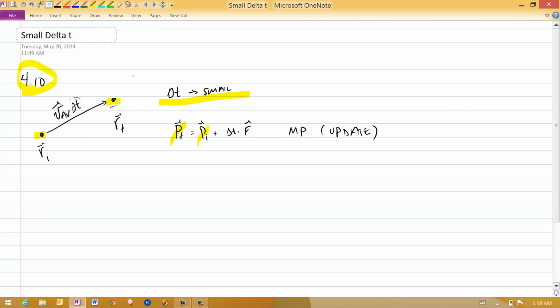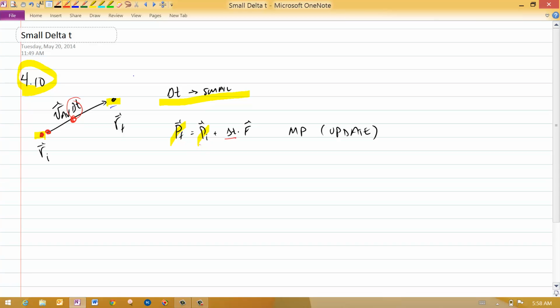Here you can see what's going to happen. If I make delta t smaller, say half as big, then R final would be, instead of where I drew it, right there, halfway in between. If I made delta t 1/10 as big, R final would be right there. If I made it 1/100th as big, it'd be sitting right there on top of R initial, and it'd be very hard to tell what's going on. Same thing for P initial and P final.